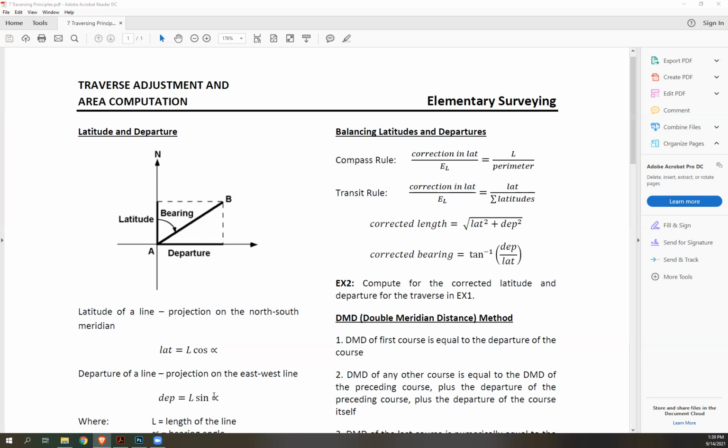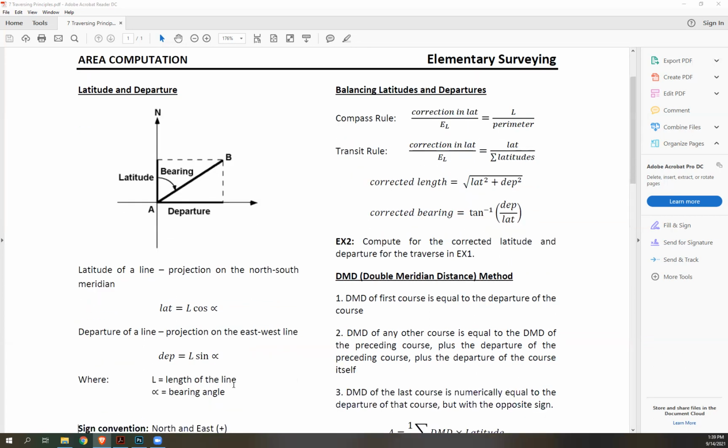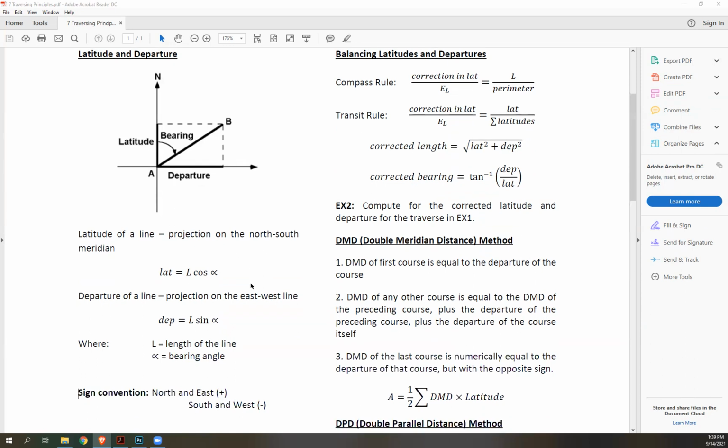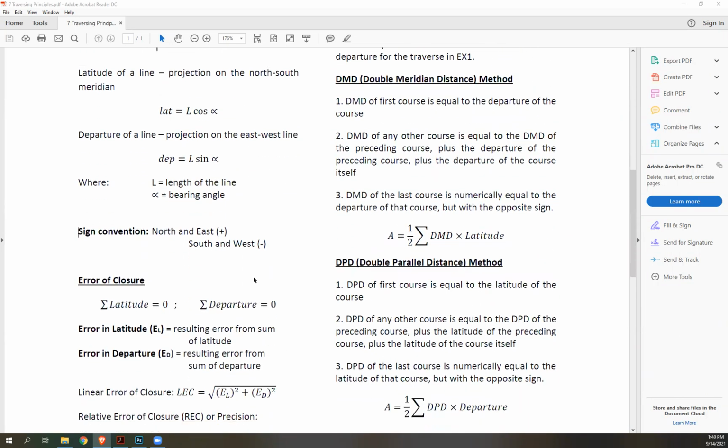Please do remember alpha is the angle from the north-south line. So L, length of the line, alpha, bearing angle. And again, bearing angle is always from the north or south line. Okay? Now we're also going to follow sign conventions. North and east positive, south and west negative. So it's the usual sign convention that we use for things like this.